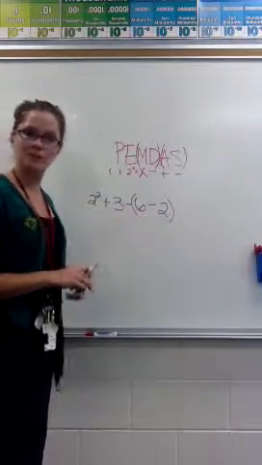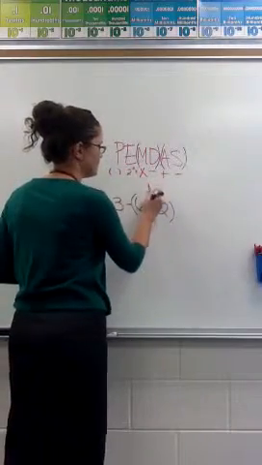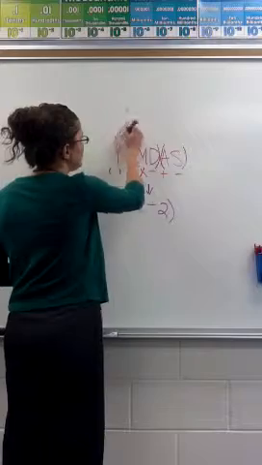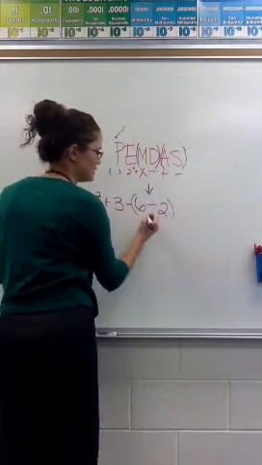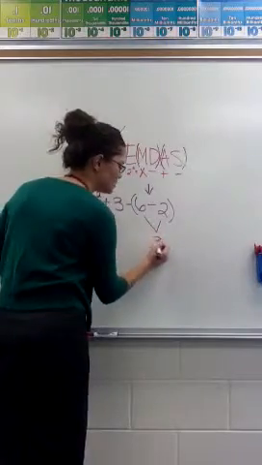The first thing I'm going to do is my parentheses. What's in my parentheses? 6 divided by 2. And after I do that, I'm going to check off that I've done my parentheses. So 6 divided by 2, make your little caret and bring it down. 6 divided by 2, we know is 3.